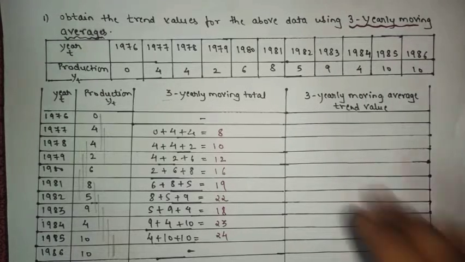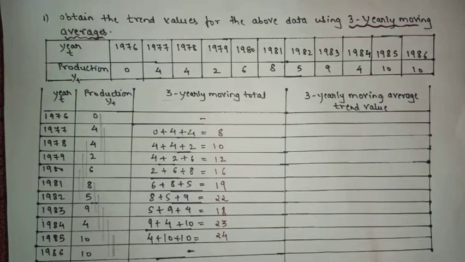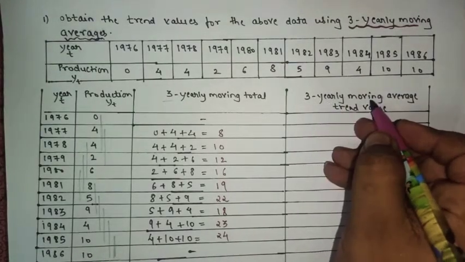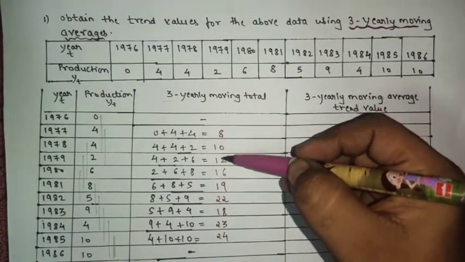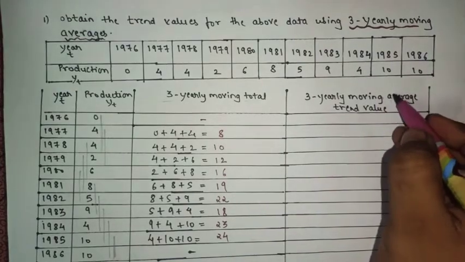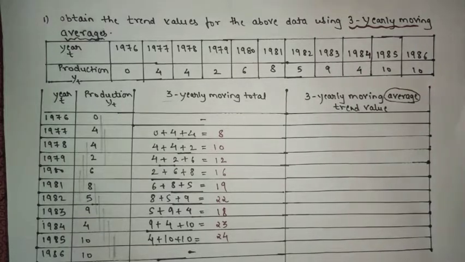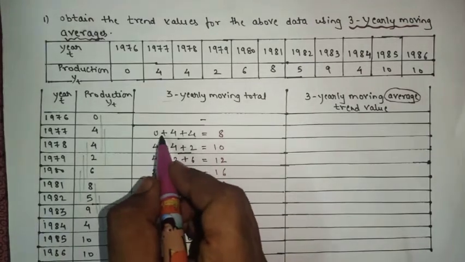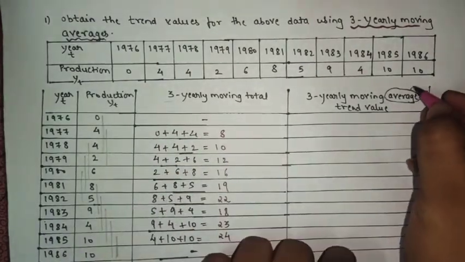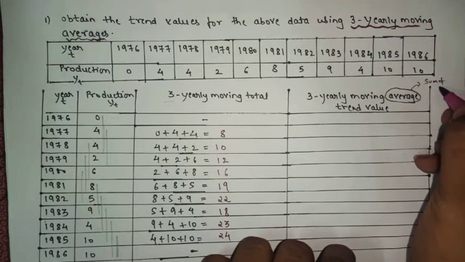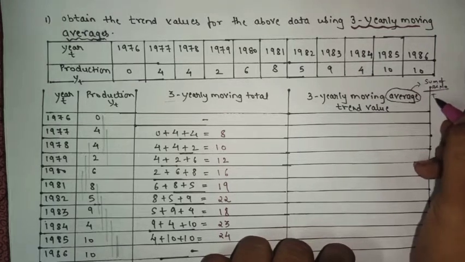So the last column says 3 yearly moving average trend value. For the last column, what exactly do we have to do here? So here we got the 3 year moving total. Average means what? As we know, the basic definition of average is the sum of all numbers divided by the total number.